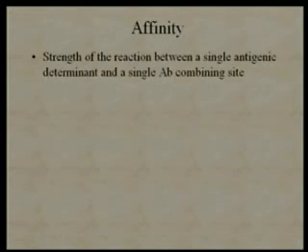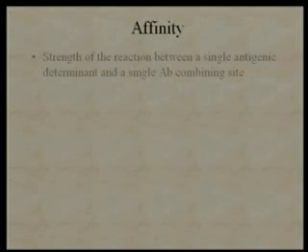Now, there are two terms that are used to describe the strength of binding between an antigen and an antibody. Those terms are affinity and avidity, and we'll discuss both of them. We'll start with affinity. Affinity is the strength of the reaction between a single antigenic determinant and a single antibody combining site. So the strength of that binding is going to be the affinity.